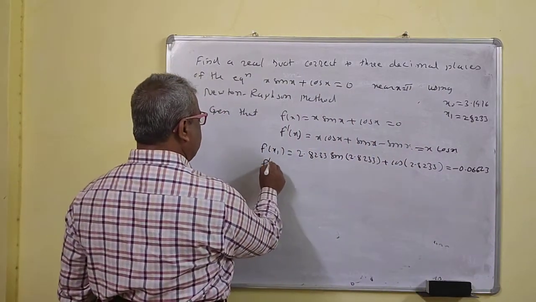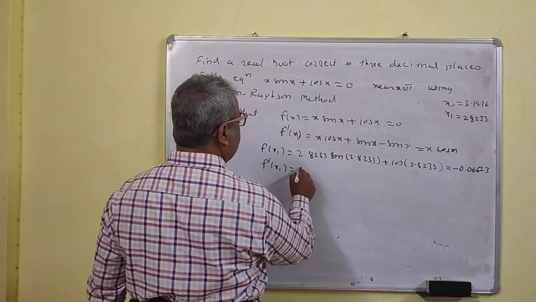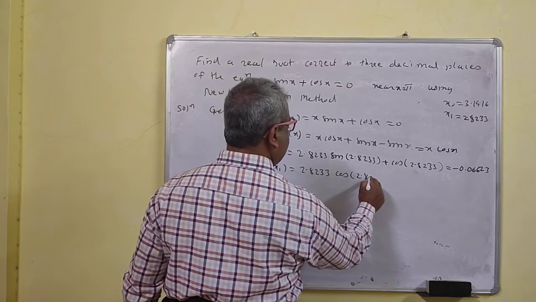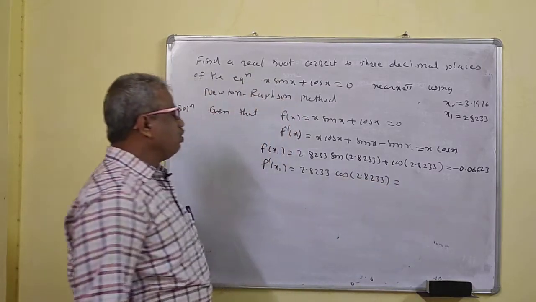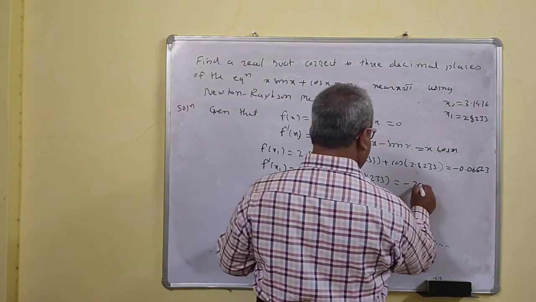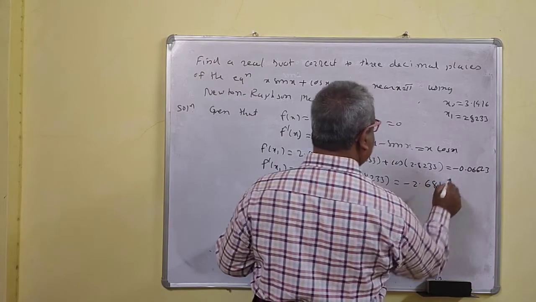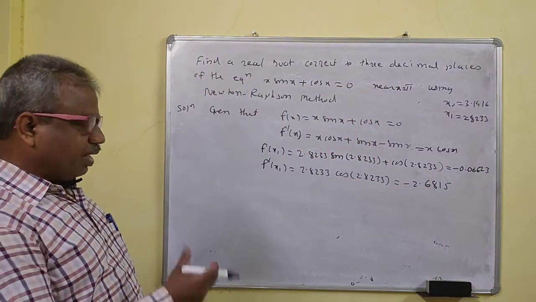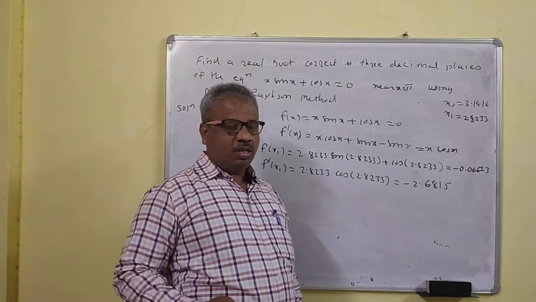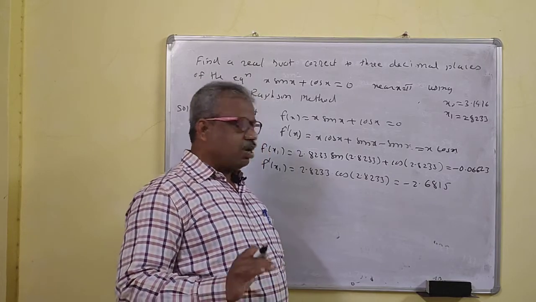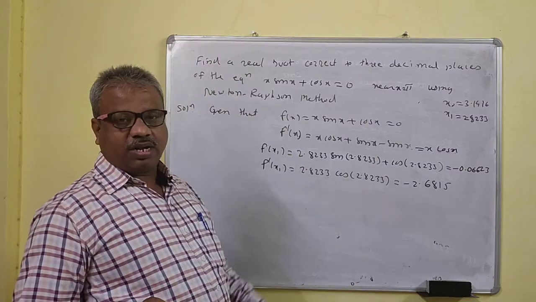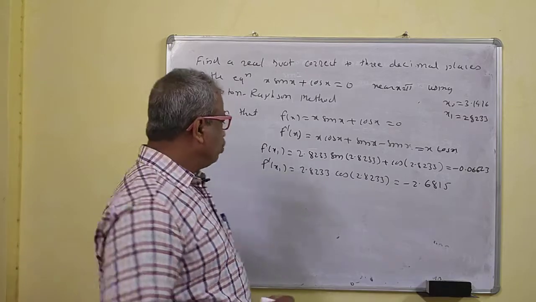And f prime of x1 will be 2.8233 cos of 2.8233. Just type this on the calculator and you will get the value, minus 2.6815. Check whether you got this value or not using the scientific calculator. If you don't get this value, then you are making a mistake in your command. Your calculator should be in radian mode. If it is not in radian mode, you will not get these values. So take care of that.